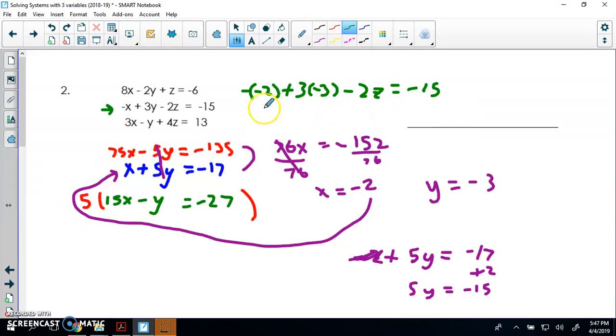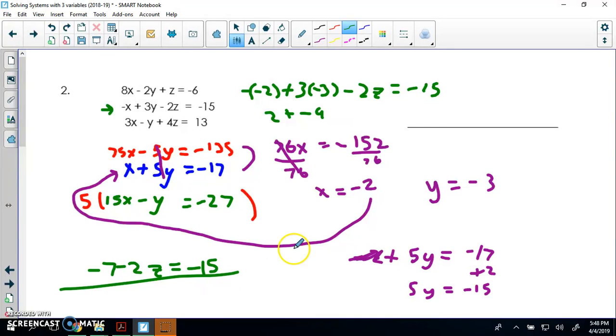I don't know if I'll have time to do the story problem. The story problem is so easy. This is going to be 2 plus -9, which is -7. So I'm going to move it down here. -7 minus 2z's equals -15. Add 7, add 7. I know this sounds really stupid, but I'm going to let you figure out z. If you can't do this, then go back to algebra 1. You can find me my z.